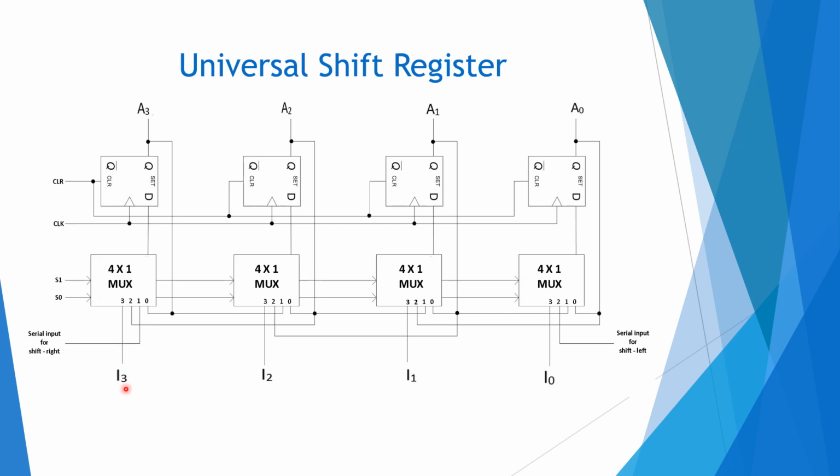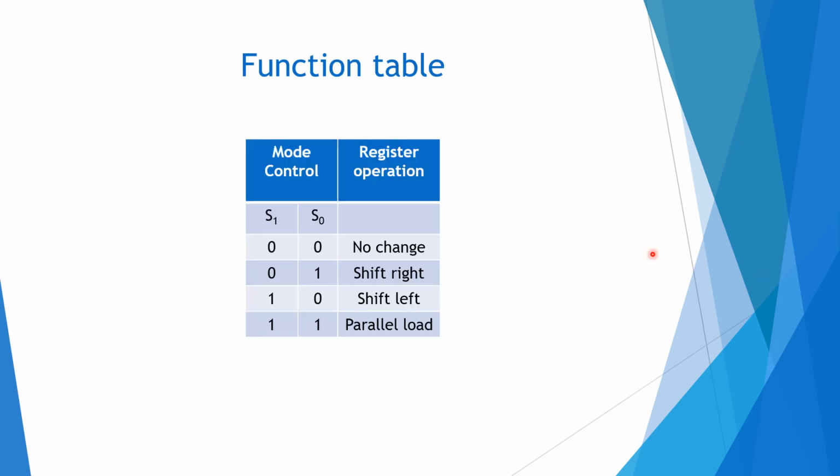So you can see here, this is the input for the parallel load. I3 becomes stored at this A3. That is, each bit at each position loads into the universal shift register. That is a parallel load condition. So this is a function table. Mode control, you can see S1, S0, the select lines of the multiplexer, and the register operations are no change, then shift right, shift left, and the last one is parallel load.